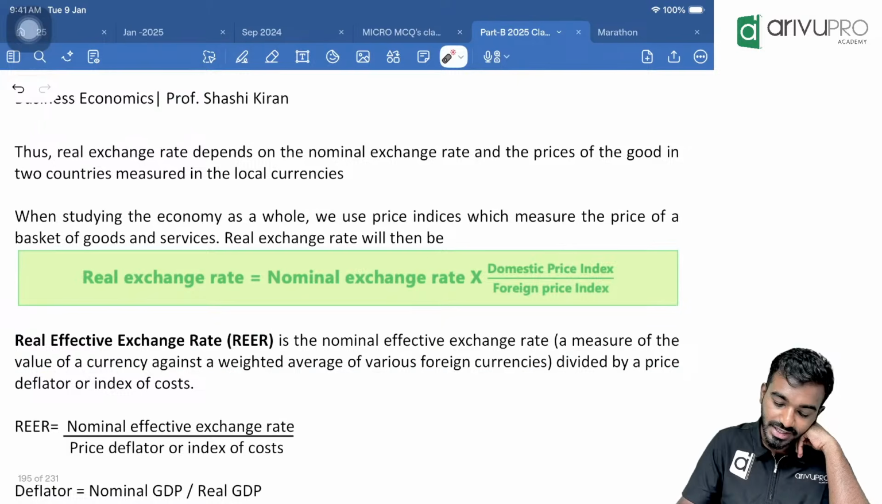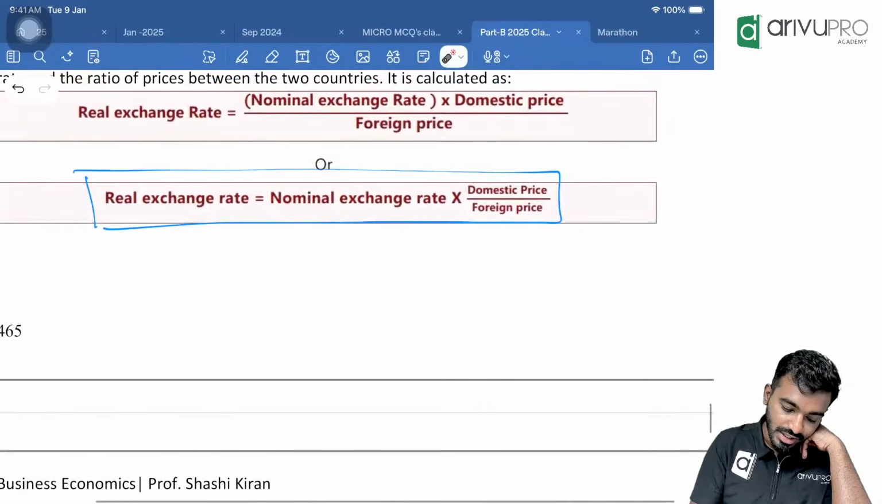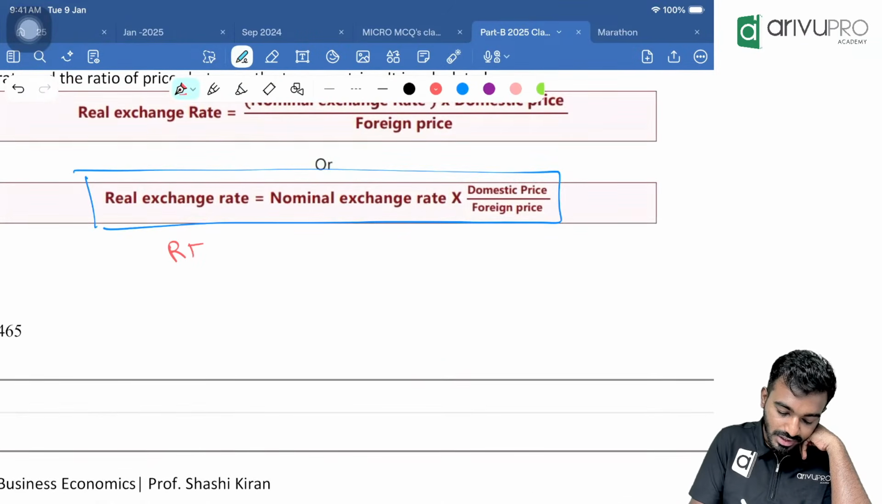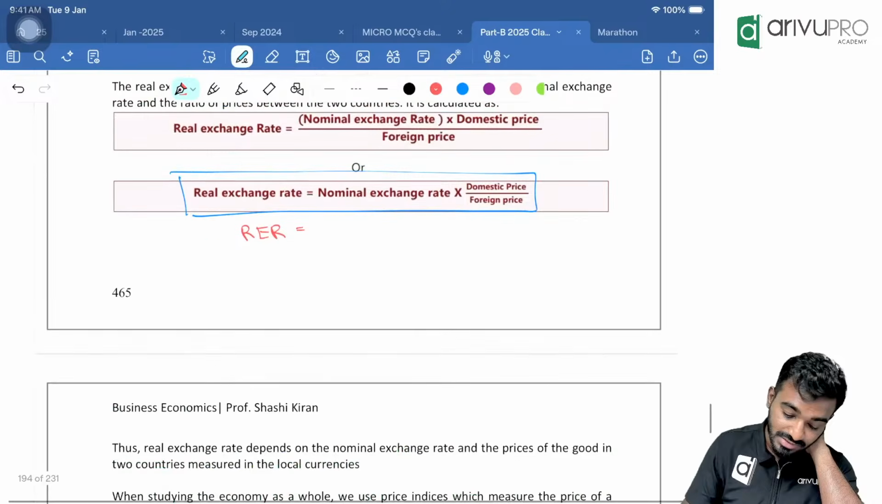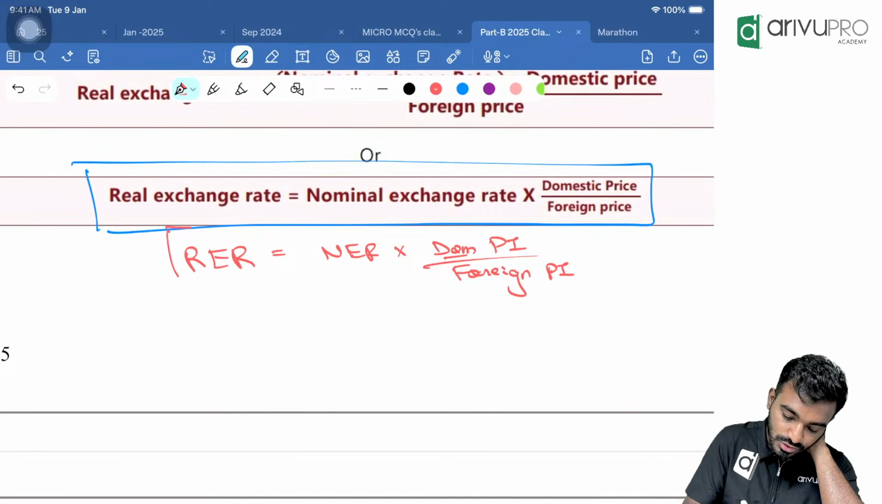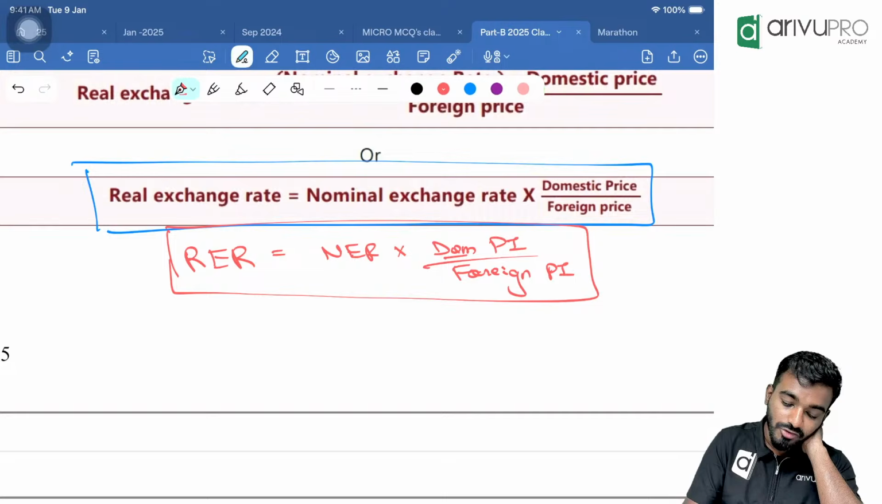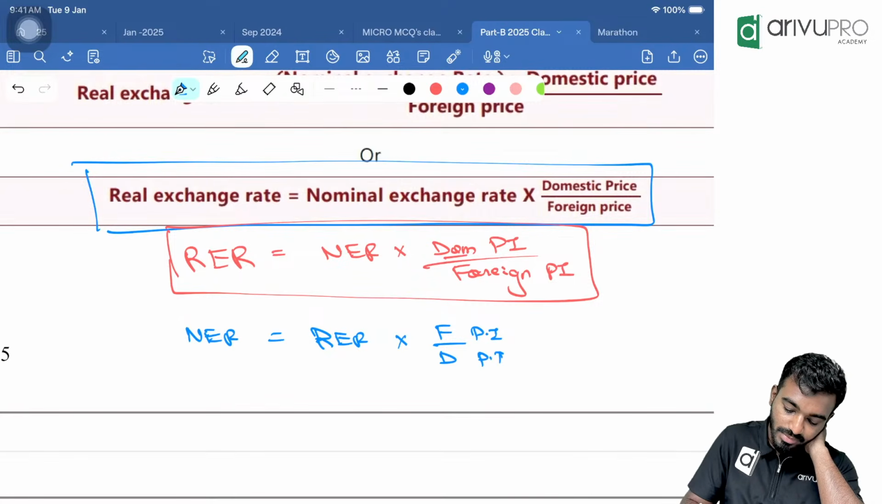Instead of giving domestic price and foreign price, they may also give it as an index: domestic price index, foreign price index. By using the same formula, for example, real exchange rate. One more concept is the real effective exchange rate, which I will explain later. So real exchange rate is nominal exchange rate into domestic price index divided by foreign price index. This is the formula. The opposite of this is the nominal formula: nominal exchange rate equals real exchange rate into foreign price index divided by domestic price index.